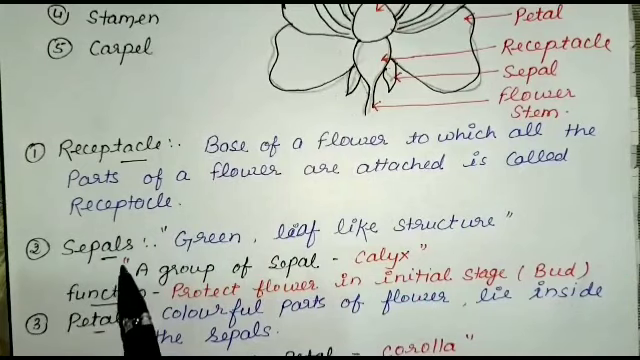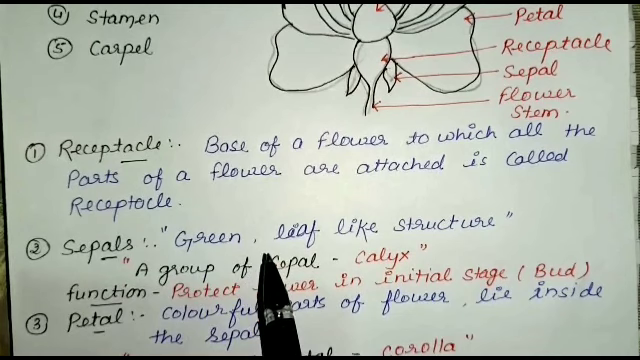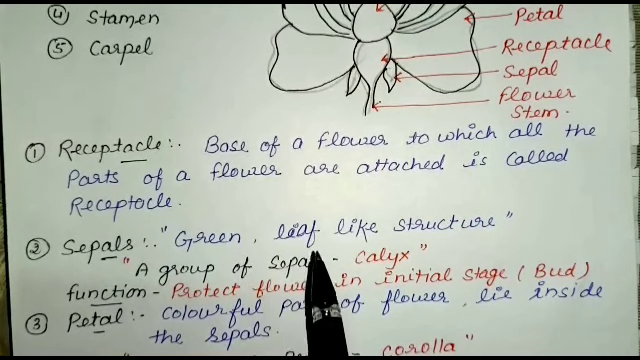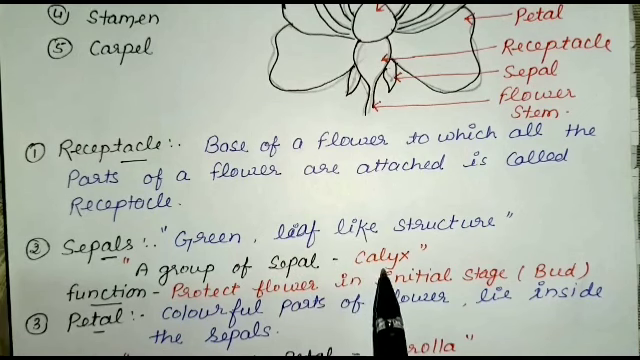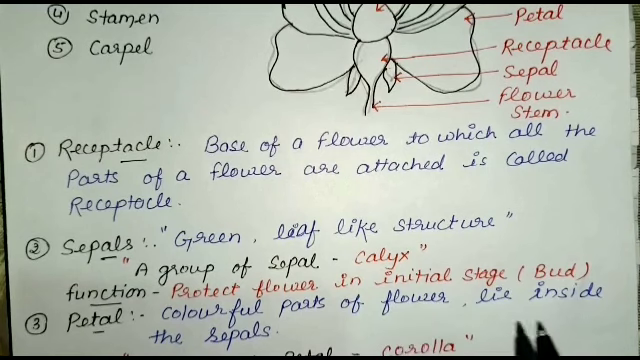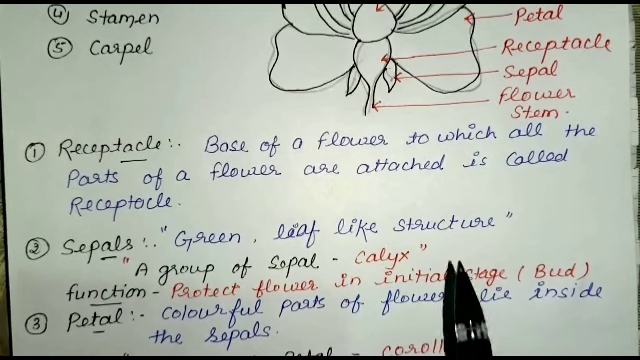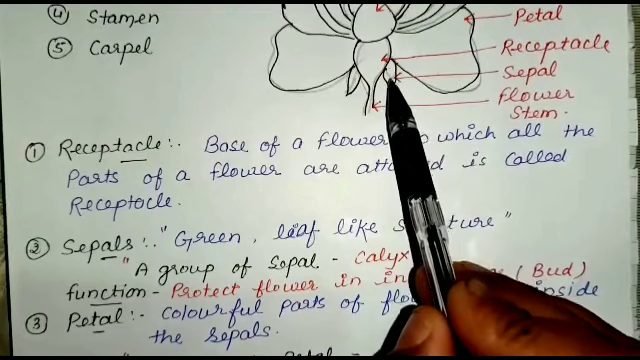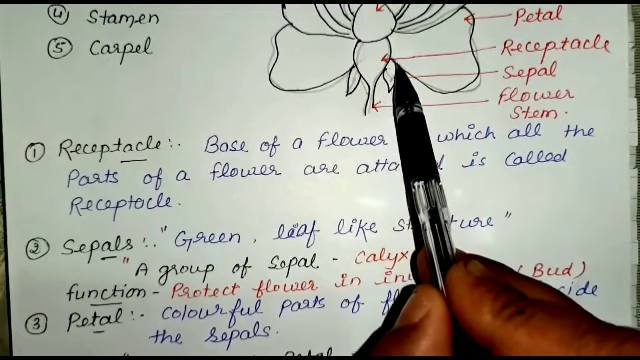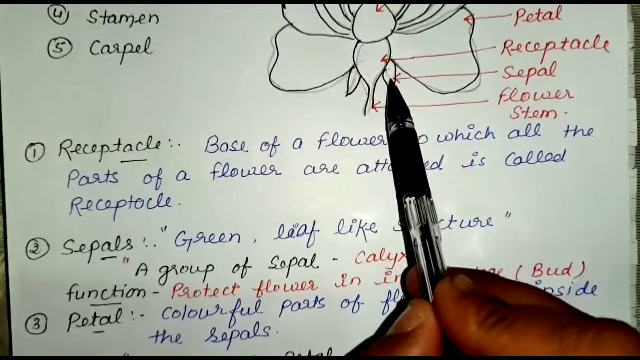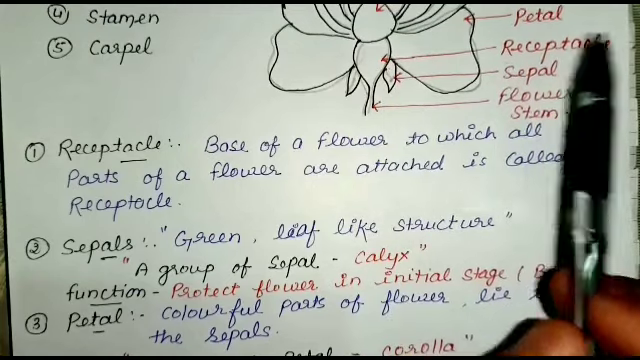Now the second part, sepals. The green leaf-like parts in the outermost circle of the flower are called sepals. All the sepals taken together are called calyx, meaning a group of sepals is called calyx. The function of sepals is to protect the flower in its initial state when it is in the form of a bud. The lower leaf-like structure represents the sepals.